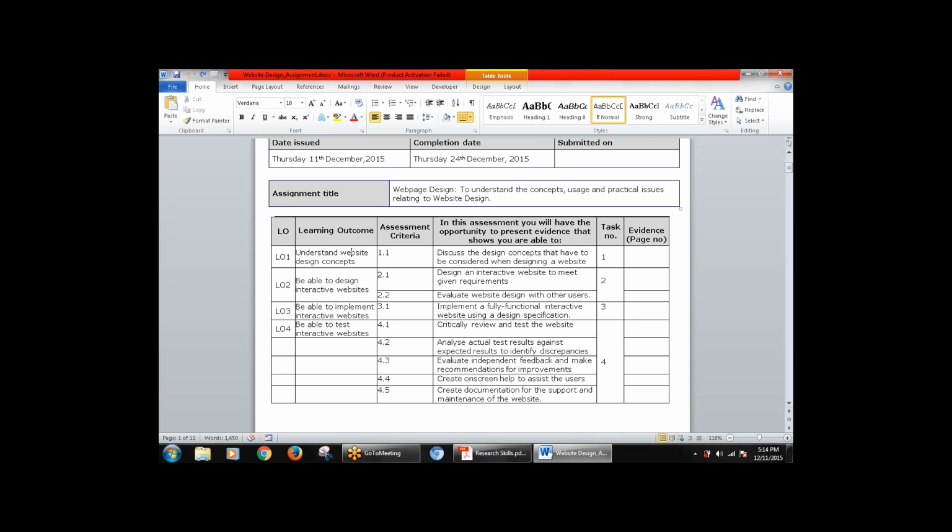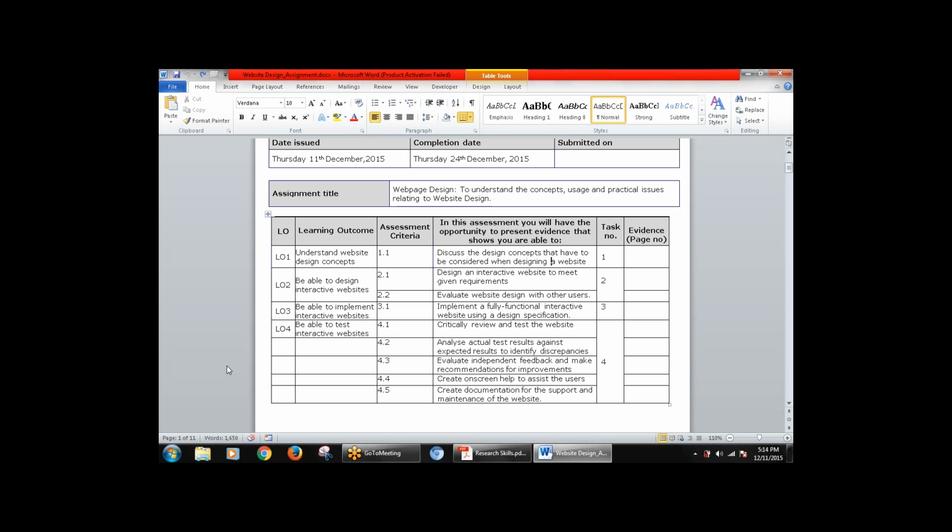Now in this assignment you have the opportunity to present the evidence that shows you are able to discuss the design concepts that you have to consider when designing a website. These are the various assessment criteria that are available. So discuss the design concepts that have to be considered when designing a website.